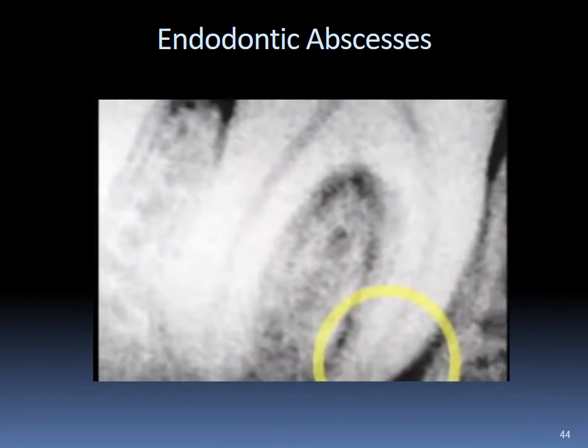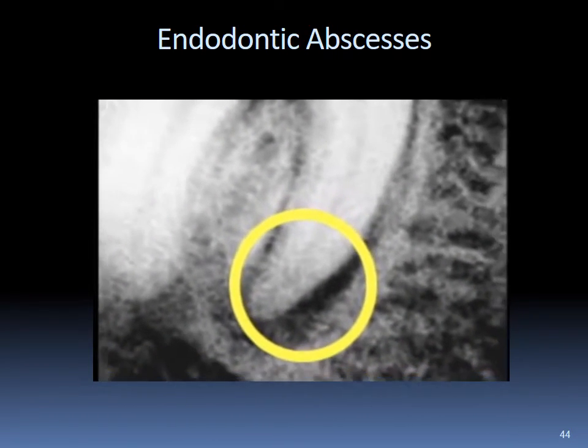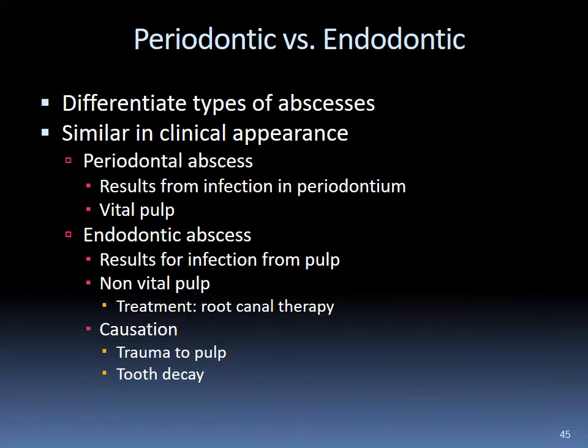An endodontic abscess is painful and can lead to much more serious conditions. Differentiating between the various types of abscesses may be difficult. Some are similar in clinical appearance, such as periodontal and endodontic abscesses. Periodontal abscesses are a result of infection in the periodontium of teeth with vital pulps. Endodontic abscesses are a result of infection from the pulp. The pulp of these teeth is not vital, and treatment includes root canal therapy. This can be caused from trauma to the pulp or tooth decay.